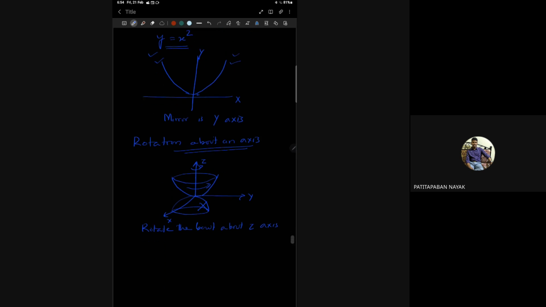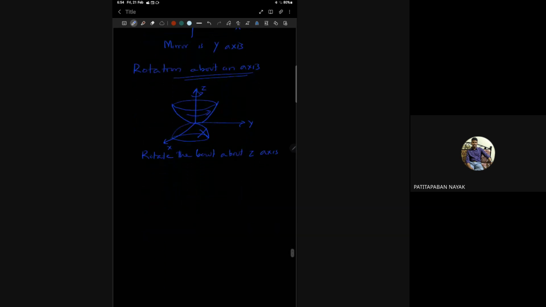So this bowl, whatever I have drawn, is symmetric about the z-axis, but not symmetric about the y-axis. Clear?